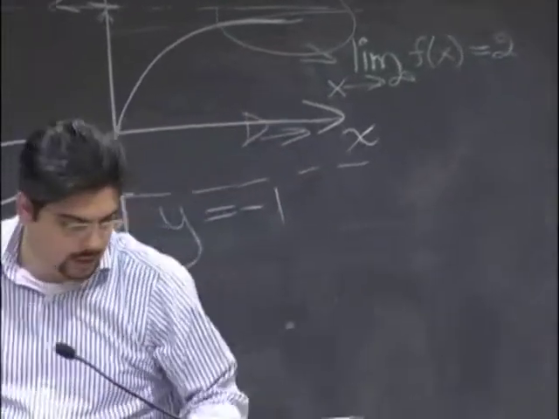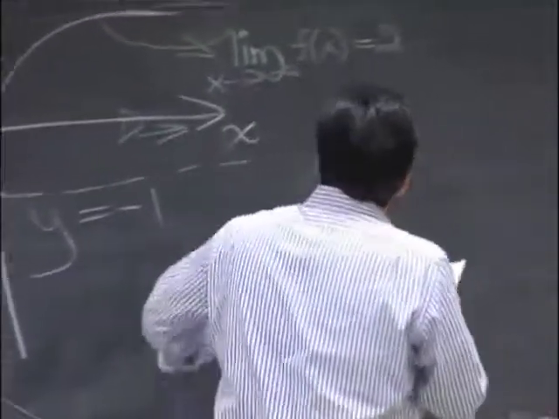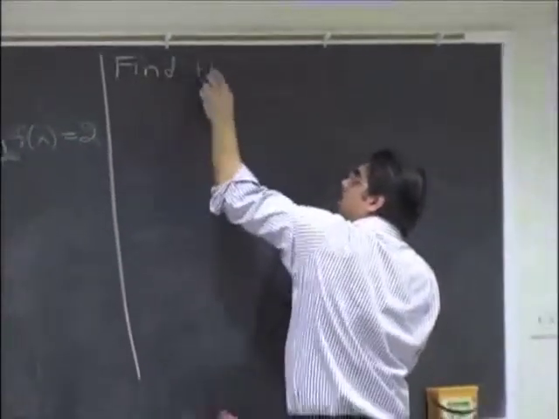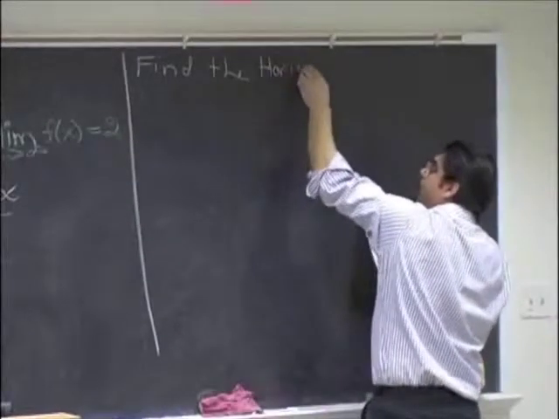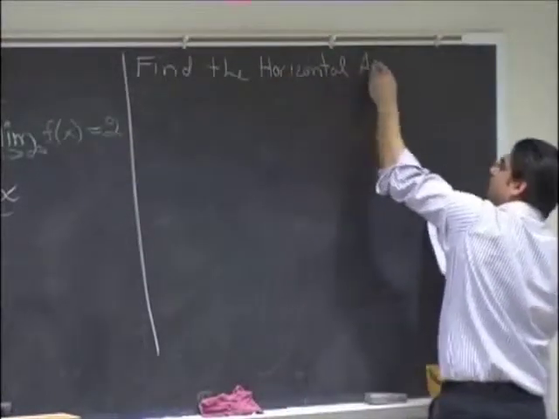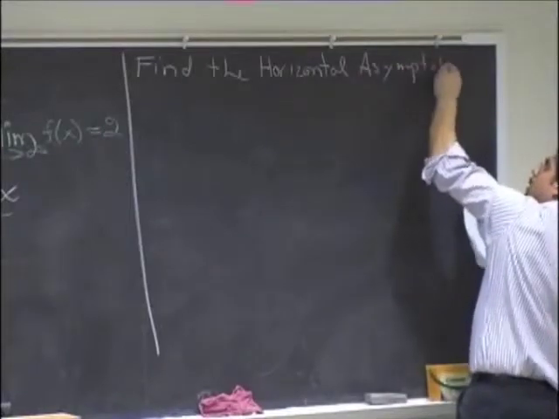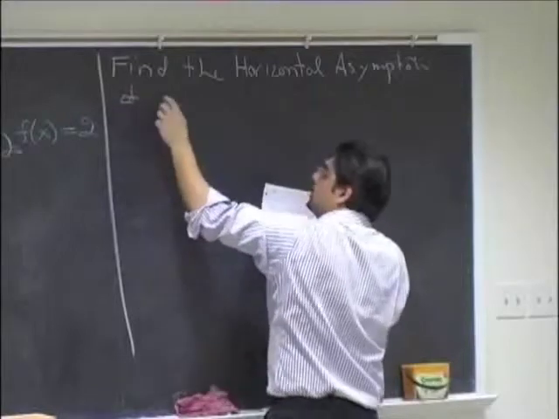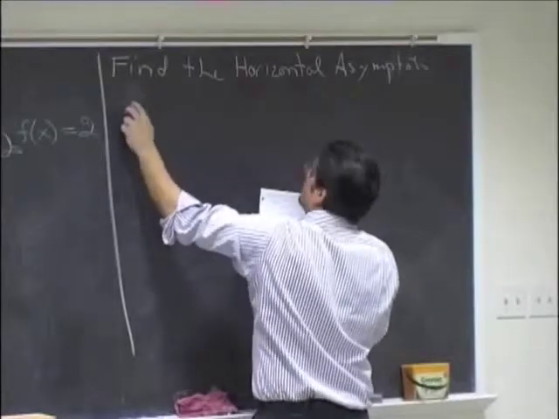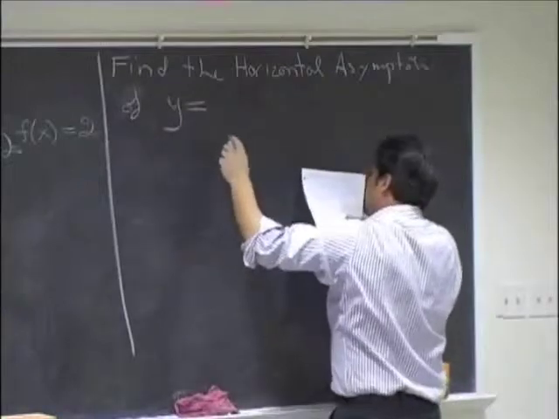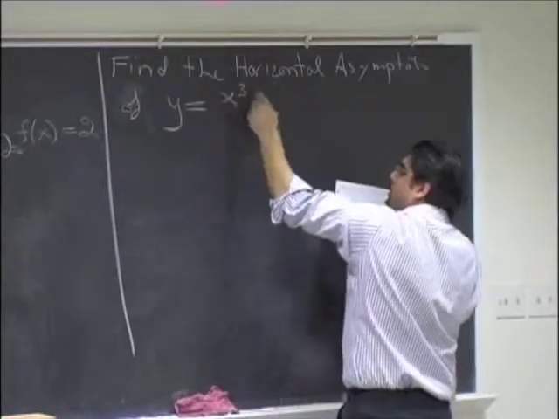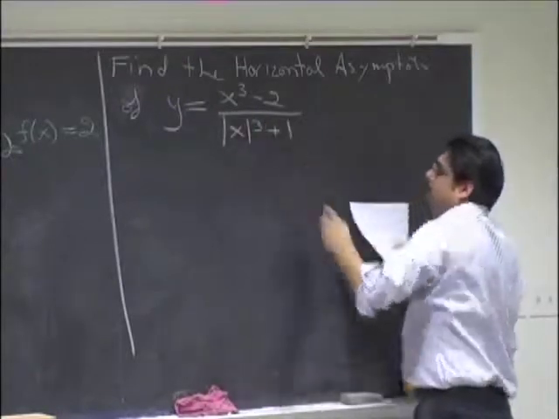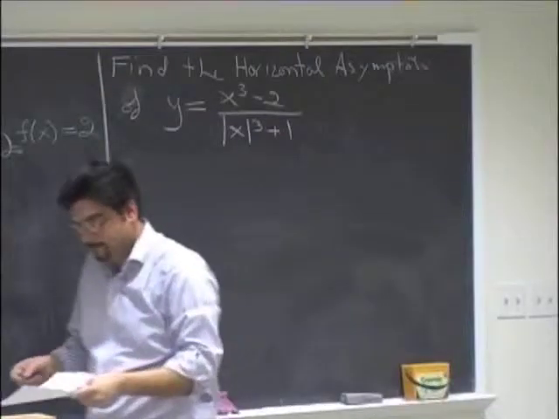Example here. So find the horizontal asymptotes of y equals (x cubed minus 2) over (absolute value of x cubed plus 1). Okay?